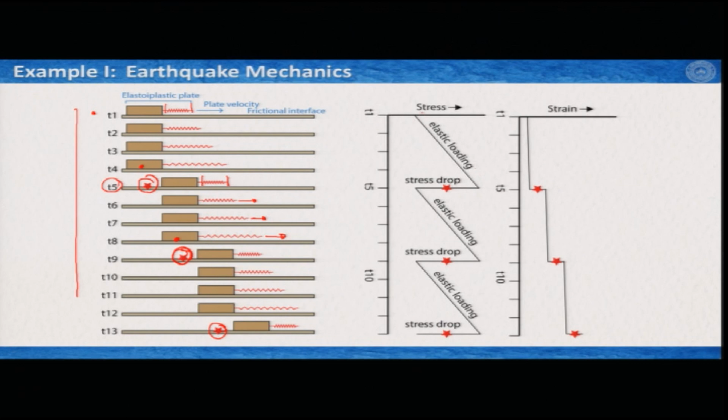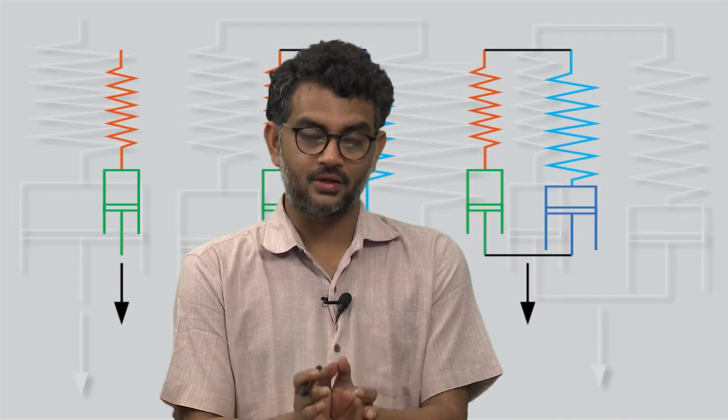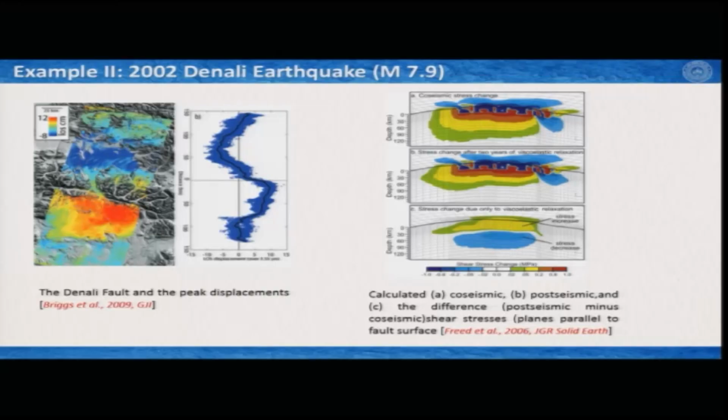So, you can see that you have elastic loading in the stress, and then at T5 you have a stress drop because the spring comes back, then you have again elastic loading, you have stress drop, each stress drop is characterized by an earthquake. So, this is a very simple model, but one can understand the earthquake mechanics using a very simple combined elastoplastic rheology.